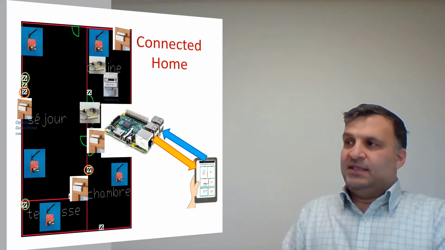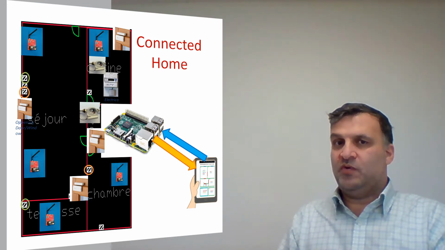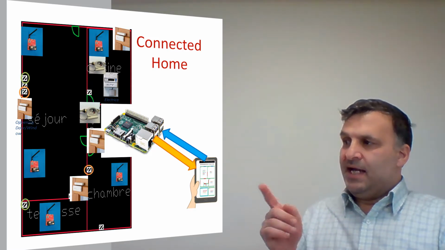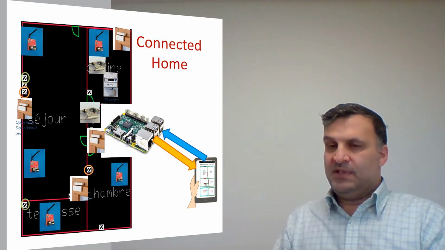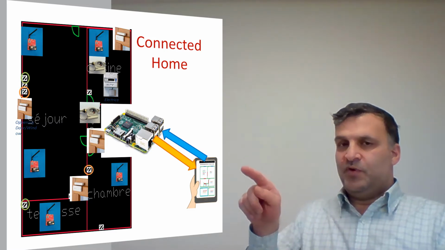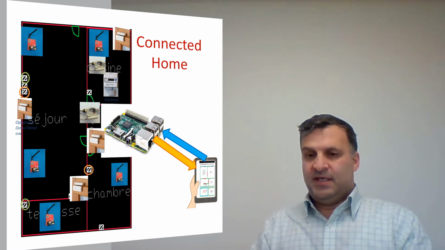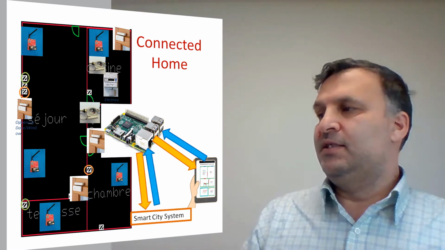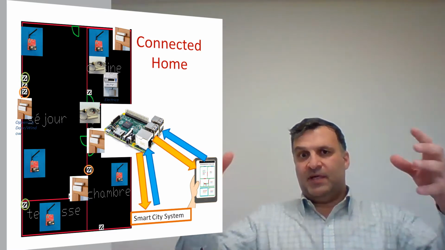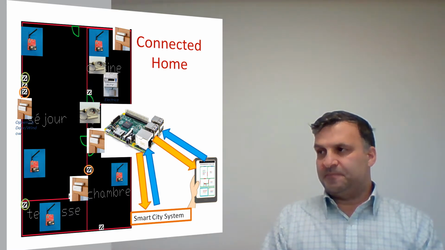These sensors send data to the Raspberry Pi, the small PC. We saw that before in the previous videos. And the inhabitant, for example, or the researcher, can communicate with this computer in order to understand what happened in the apartment. At the same time, we can communicate the data to a smart city system. We can collect the data from different apartments in the city in order to help understand what happened in the city.